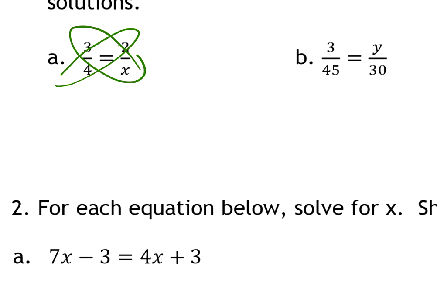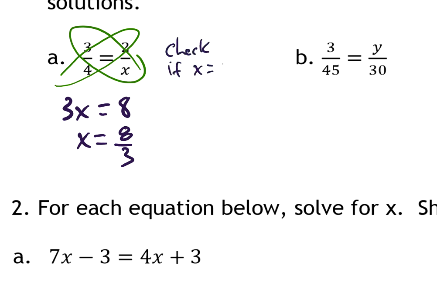So for example, on the first diagonal here, I have a 3 times an x, and that equals the other diagonal, which is 4 times 2, or 8. So if I divide both sides by 3, I get that x is 8/3. Now if I go ahead and check that, I say if x is 8/3, the question is, is 3/4 the same as 2 divided by 8/3?